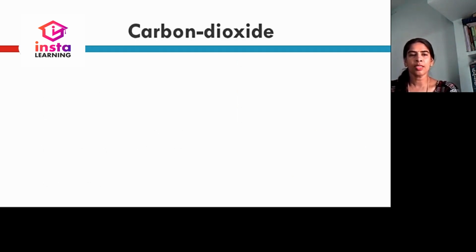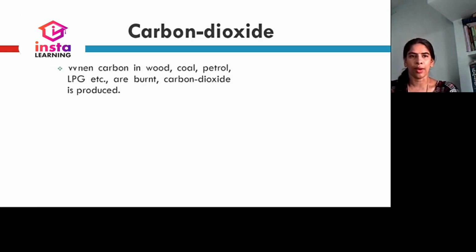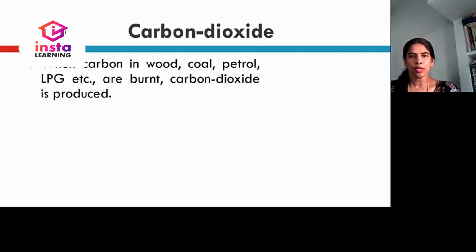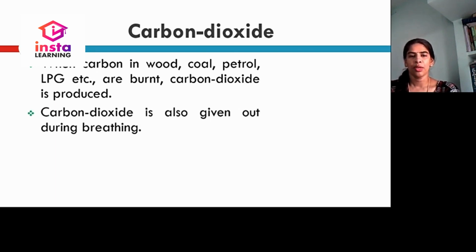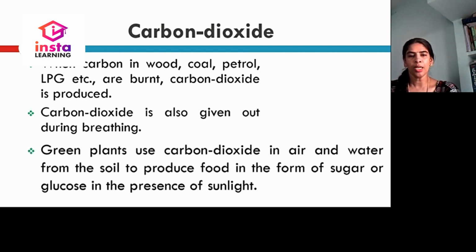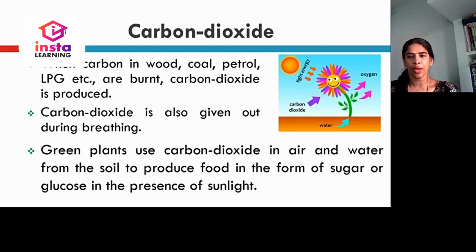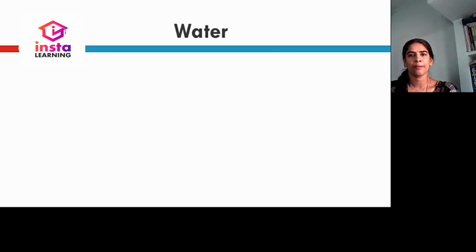Carbon dioxide is our next composition of the air. When carbon in wood, coal, petrol, LPG, etc. are burned, carbon dioxide is produced. Carbon dioxide is also given out during breathing. Green plants use carbon dioxide from air and water from the soil to produce food in the form of sugar or glucose in presence of sunlight.